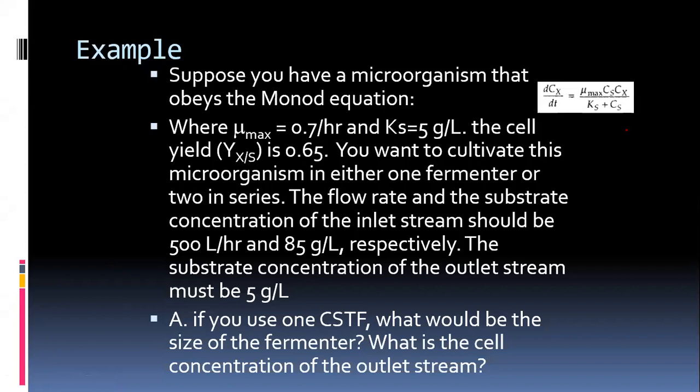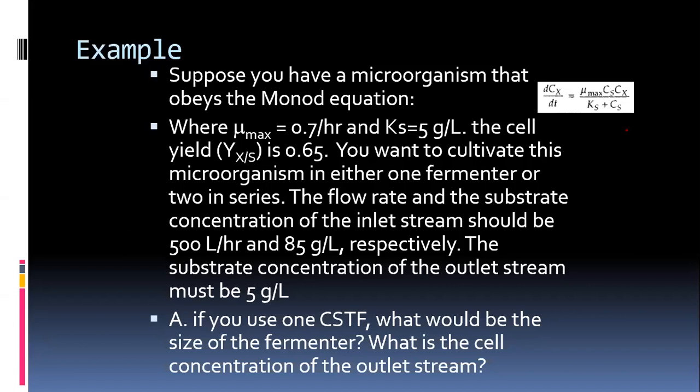Suppose you have a microorganism that face the monod equation where mu max is equals to 0.7 per hour, K sub S is equals to 5 grams per liter. The cell yield is 0.65. You want to cultivate this microorganism in either one fermenter or two in series. The flow rate and the substrate concentration of the inlet stream should be 500 liters per hour and 85 grams per liter, respectively. The substrate concentration of the outlet stream must be 5 grams per liter.